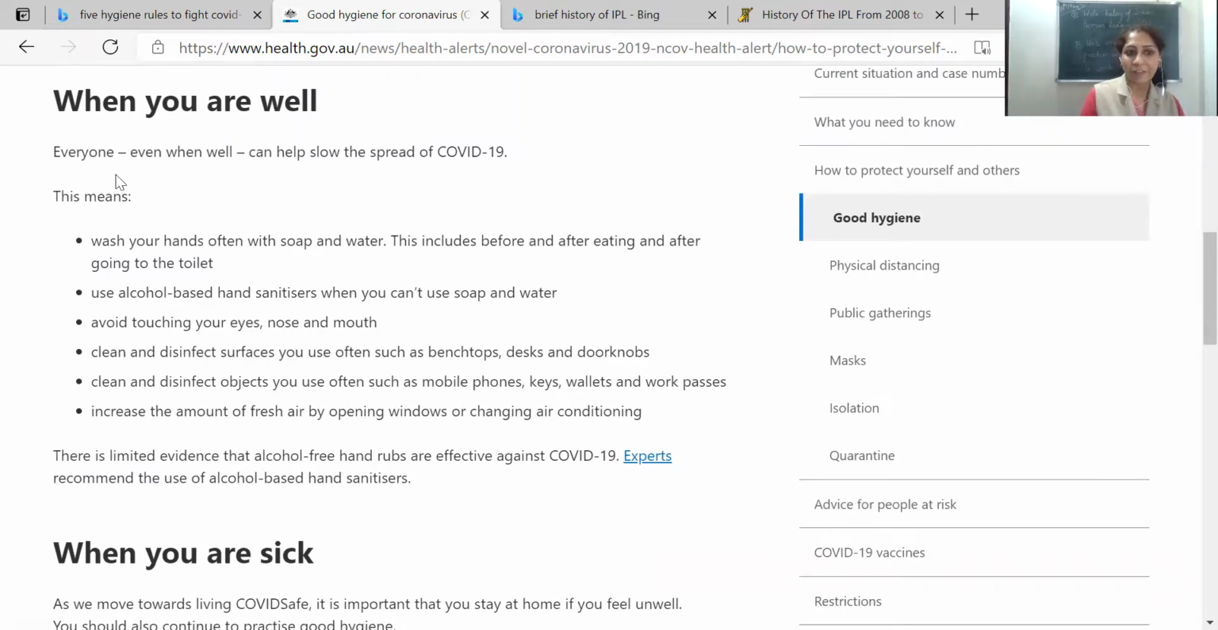When you are well, everyone, even when well, can help slow the spread of COVID-19. This means wash your hands often with soap and water. Okay, this includes before and after eating and after going to the toilet.